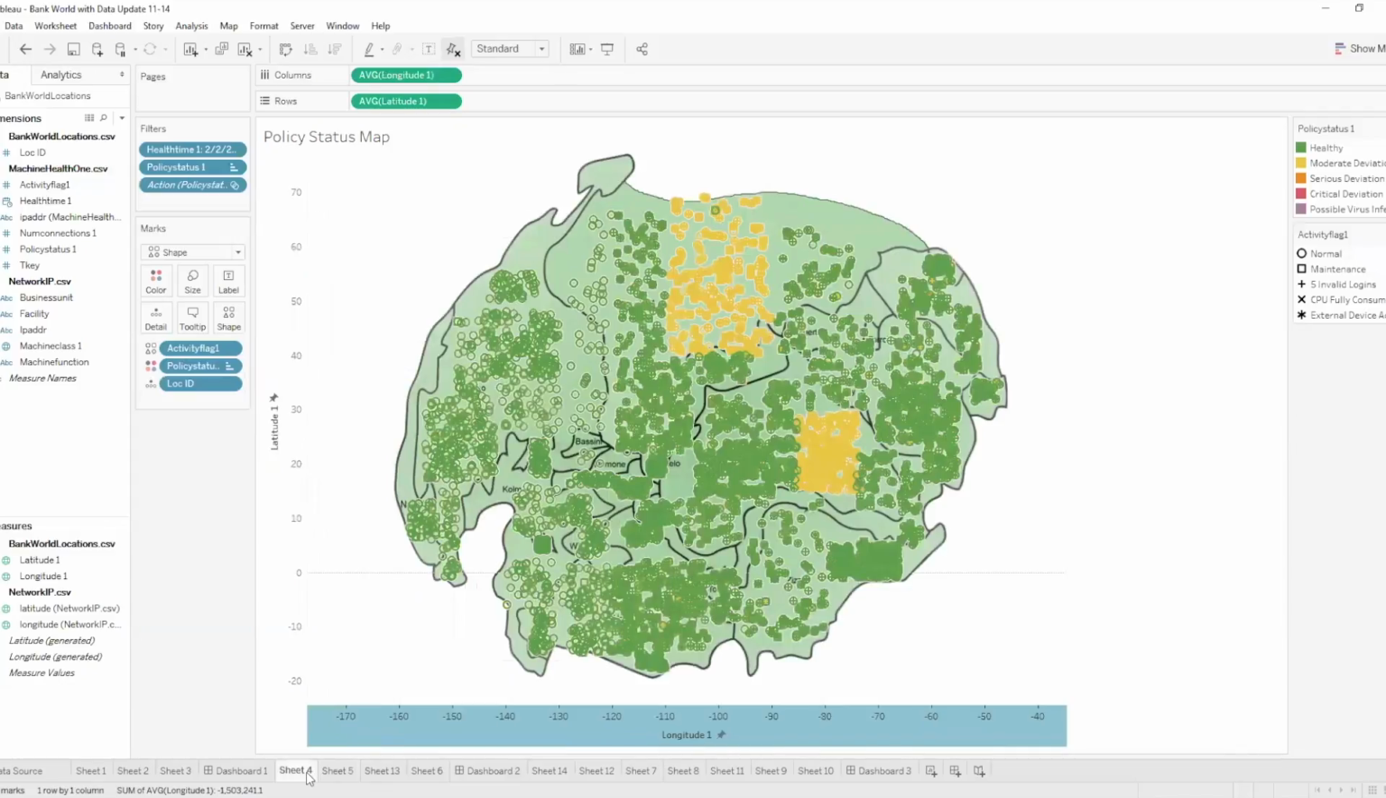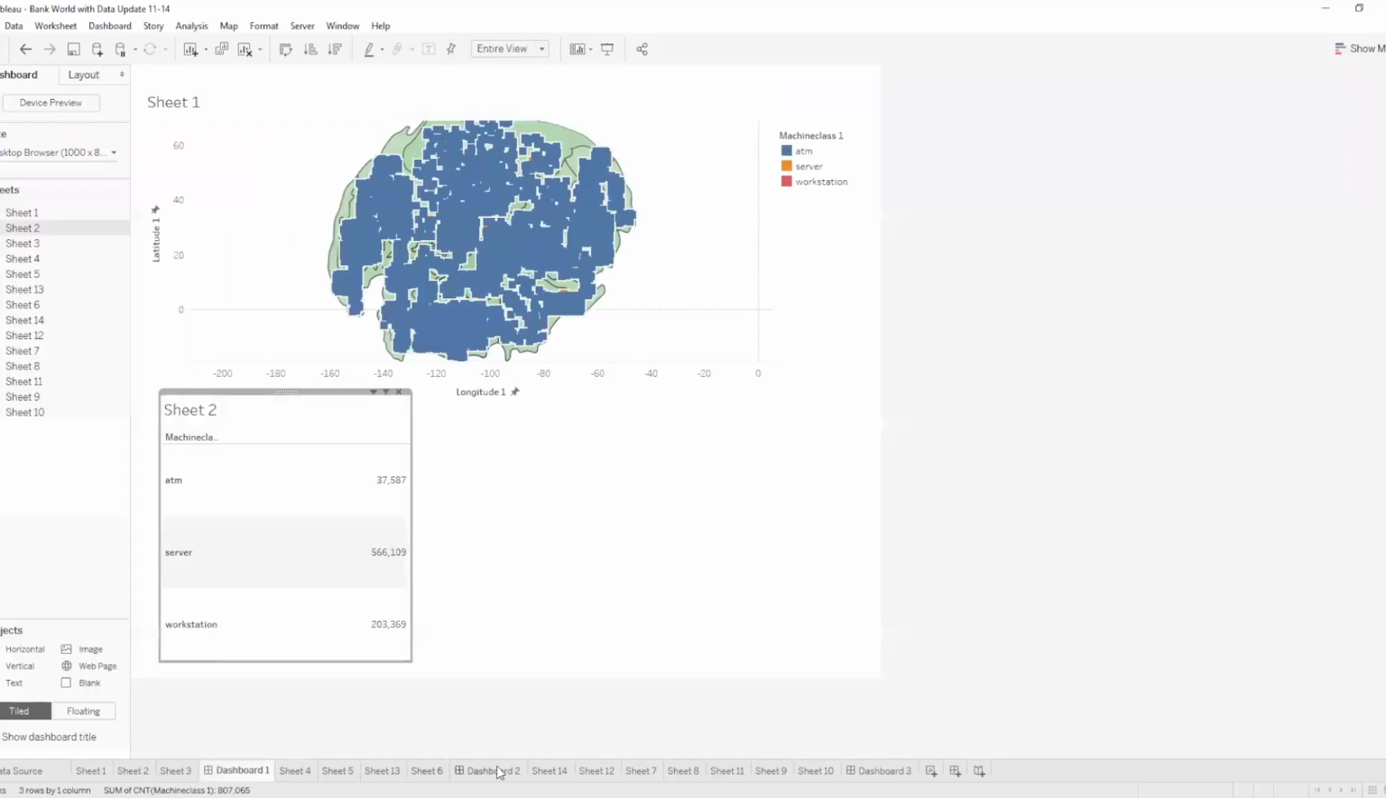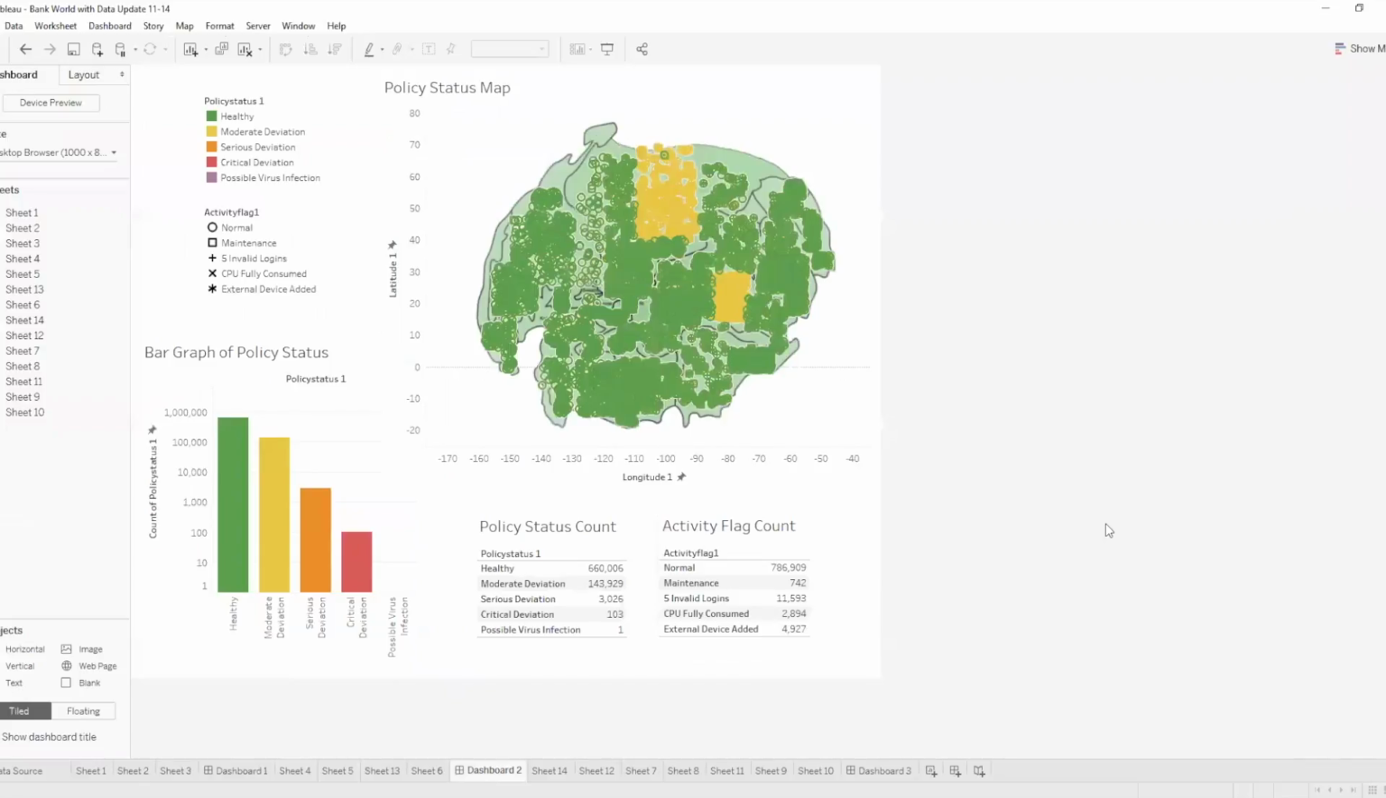The overall dashboard features the entire map to easily see where each status occurs. We then added a bar graph of the count of the machines at each policy status to compare them to each other. Both the map and the bar graph were color-coded for each policy status and labeled in a legend that was also added. To clarify exact numbers of the count of each policy status, we added a chart to the dashboard. Finally, we added a chart of the count of activity flags that are present in the machines.